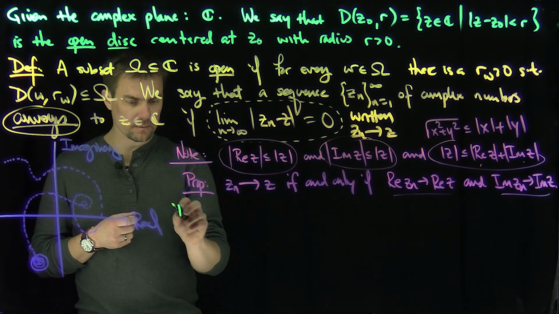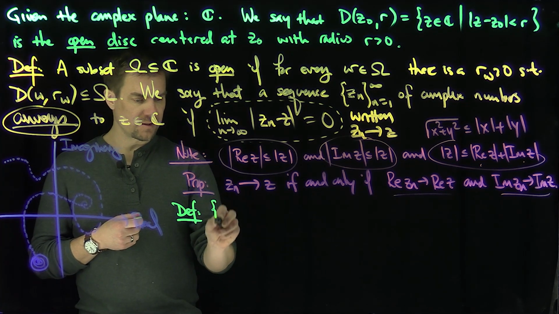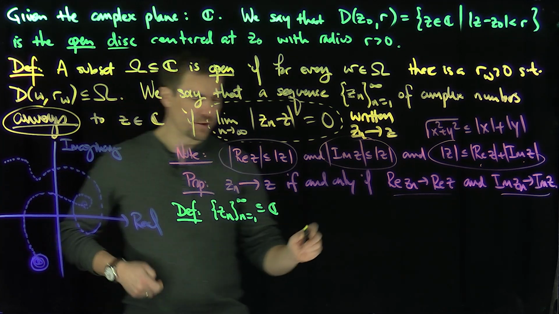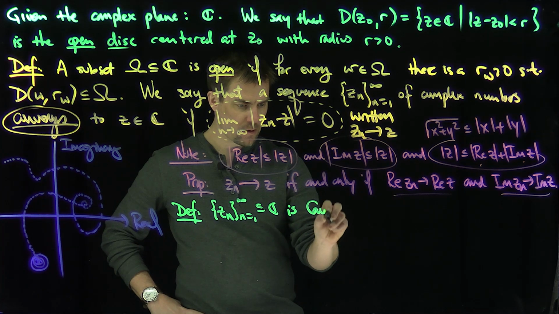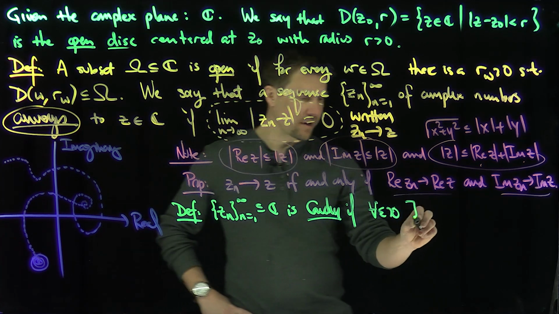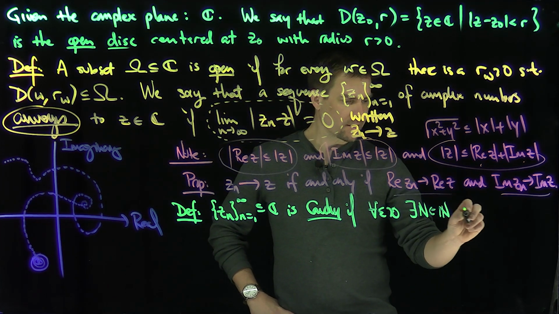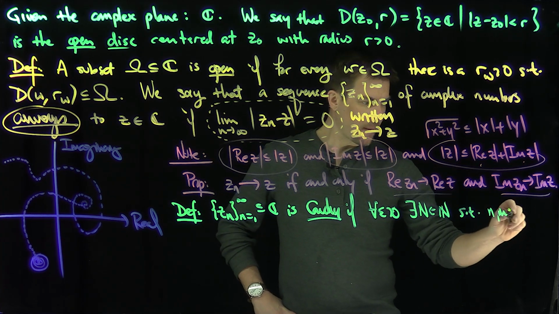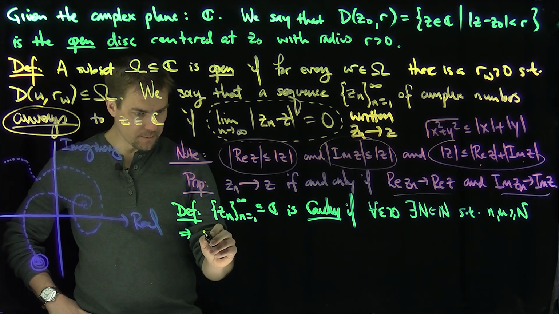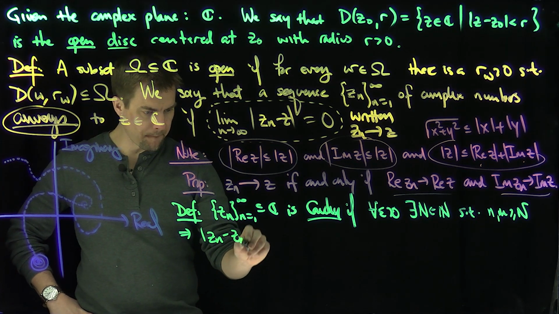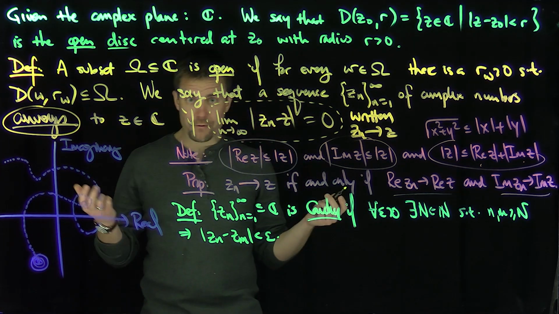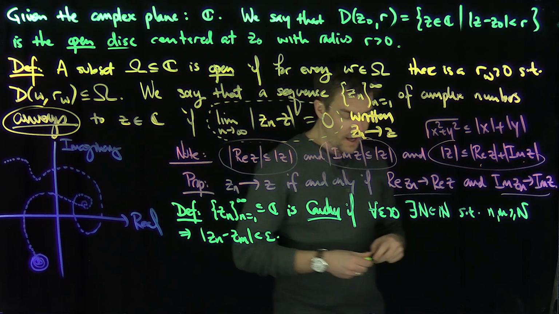So definition. Zn, n goes from 1 to infinity, a subset of C, is a Cauchy sequence, is Cauchy, if for every epsilon greater than 0, there exists an N such that n and m bigger than or equal to N capital implies that modulus of Zn minus Zm is less than epsilon. Okay? That's what it means to be Cauchy. That's the same definition of Cauchy as it was for real numbers, right? And so now what's the conclusion?